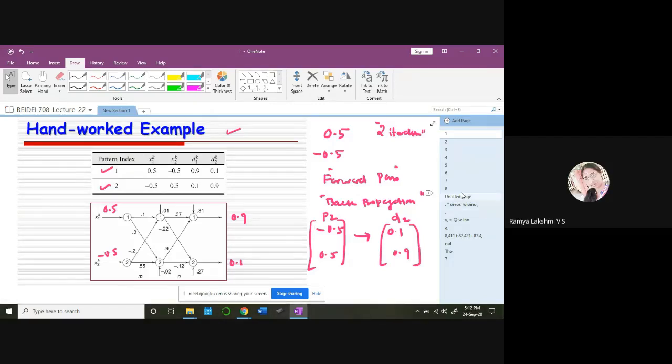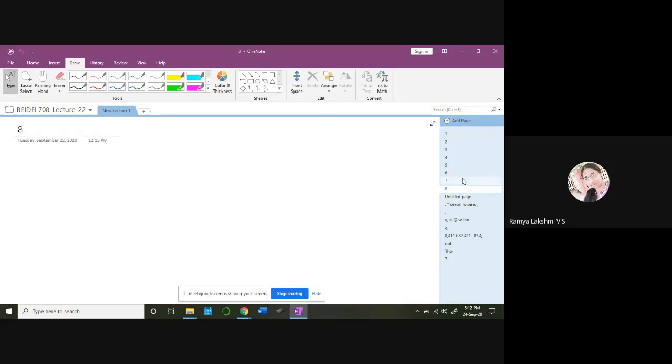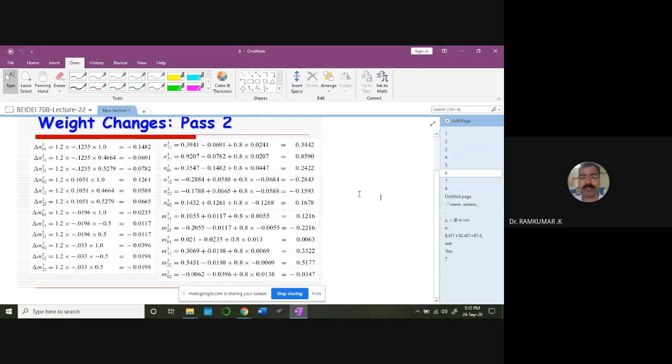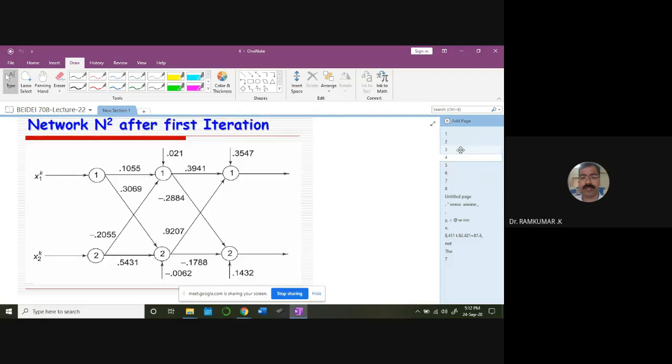Sir, how many iterations have to be worked out, sir? No, Ramya, these are hand calculations, we cannot do this in the examination, it will be very tedious. I am showing this only for understanding purposes. In the examination, if they ask you, working out only one iteration is sufficient. It may take some 30 minutes minimum. Okay, sir. One iteration is sufficient. But the code we have to write, that's the challenge. Writing the code is the key.